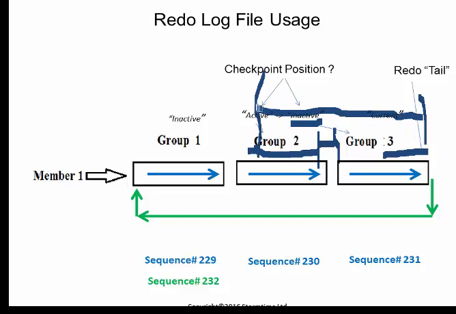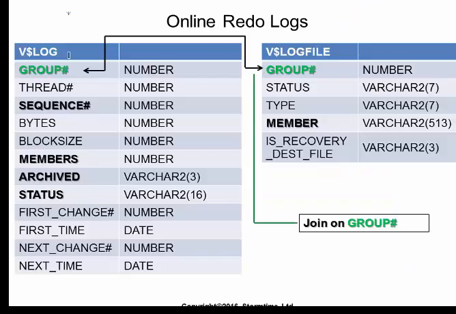So if you imagine I've got that scenario where the checkpoint position is quite a long way from the redo log tail, recovery would take a certain amount of time. If we make Oracle checkpoint more frequently, the checkpoint position might be there. Therefore, if I do recovery, it's a much shorter period of time because there's much less to roll forward and roll back. That's for the V$LOG data dictionary view, V$LOGFILE. So we normally do a join on the group hash, the group number.